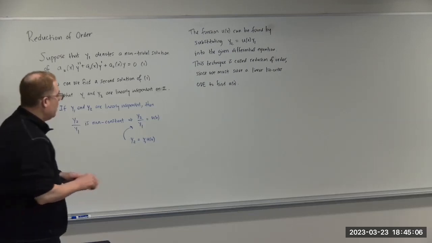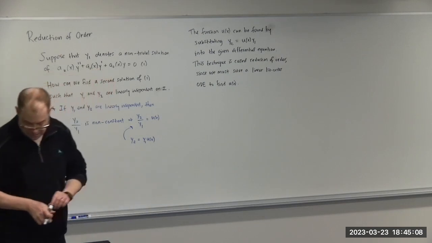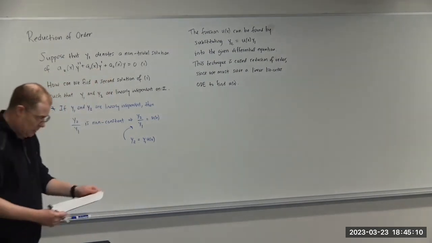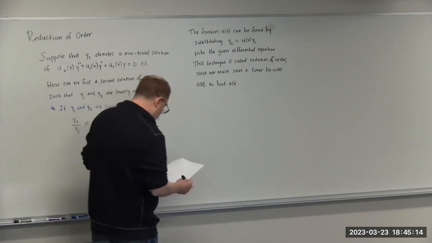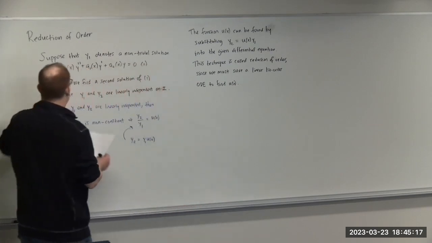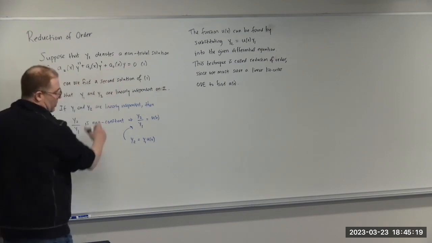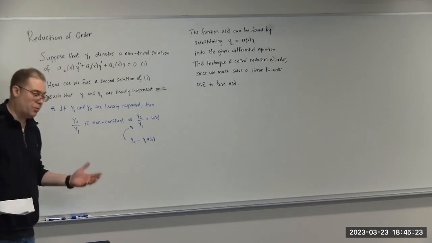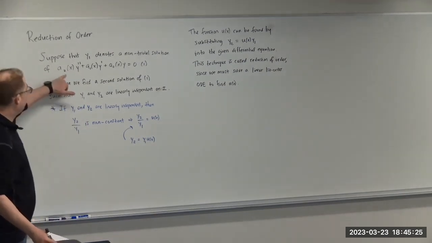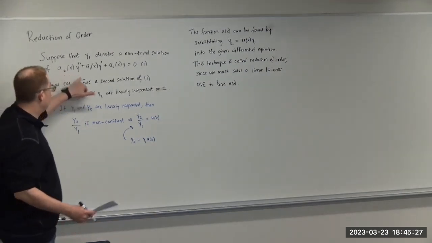All right, let's start the derivation process here. So let's start with this here. What we want to do, obviously, is put this into standard form. Basically, we want to do what's called normalizing. So we're going to divide everything by a sub 2.